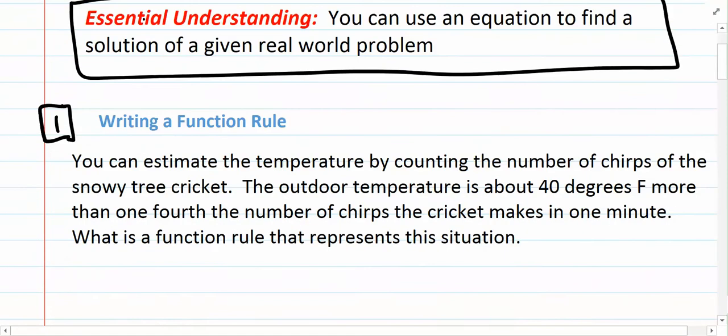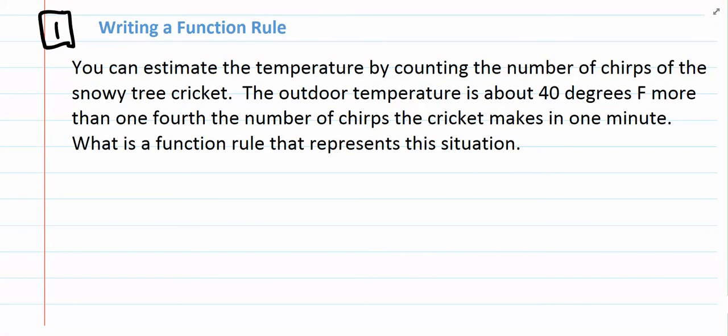So here is box number 1. It's an example. It says writing a function rule. You can estimate the temperature by counting the number of chirps of the snowy tree cricket. The outdoor temperature is about 40 degrees Fahrenheit, more than a fourth of the number of chirps the cricket makes in 1 minute. What is a function rule that represents this situation?